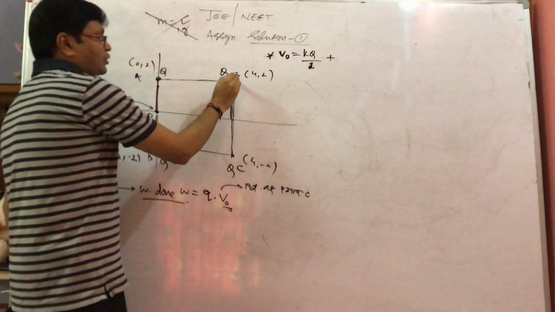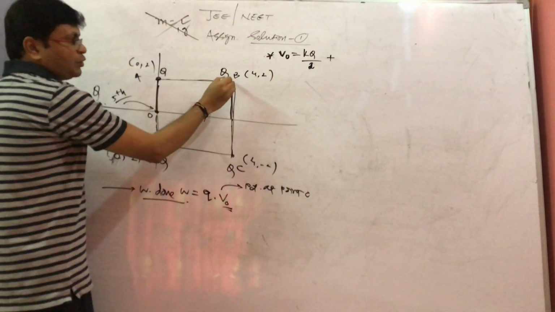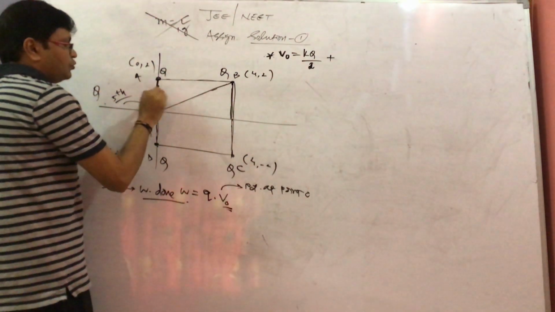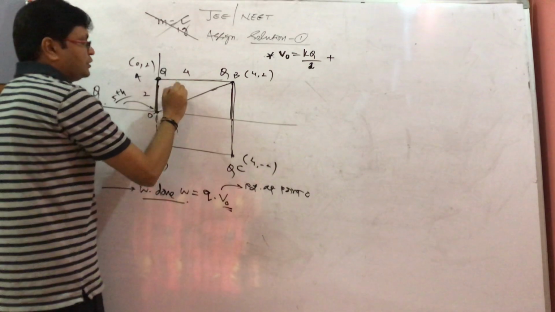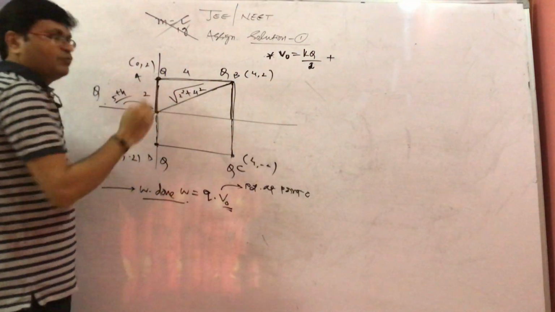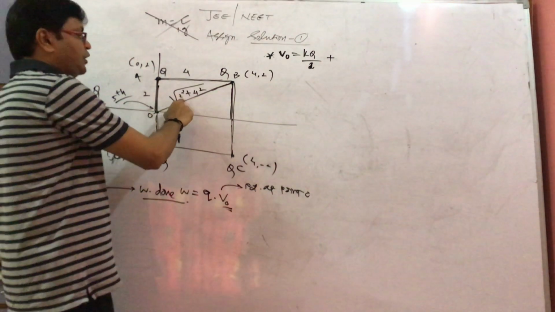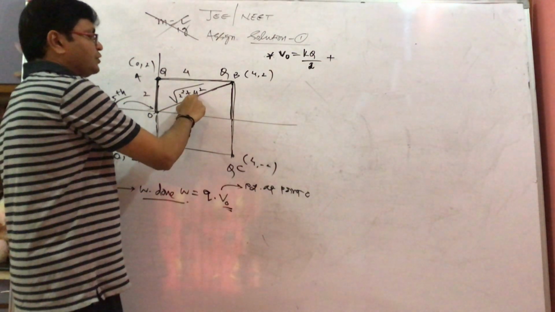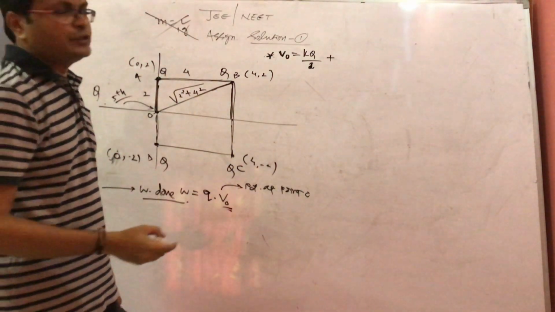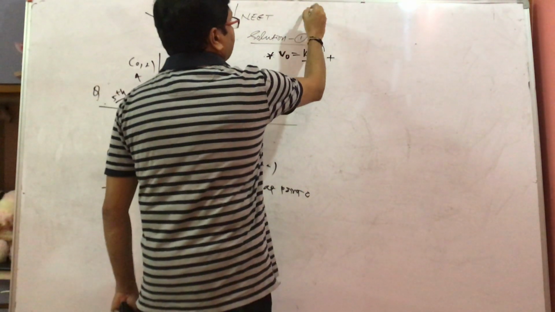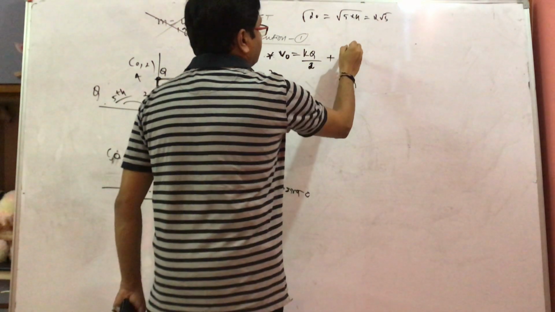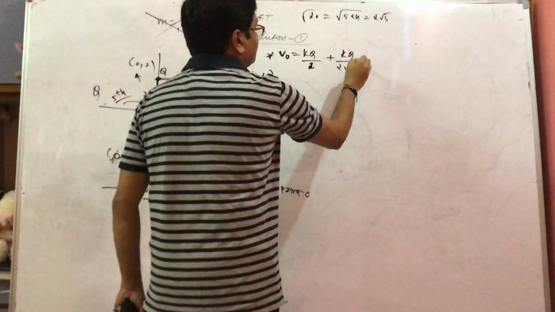Plus the potential at this point O because of the second charge. This distance is 2, this distance is 4. So what is the distance? It is root of 2 square plus 4 square, simply Pythagoras for a right angle triangle. 2 square is 4, 4 square is 16, 16 plus 4 is 20, root 20, that is 2 root 5. So we will write here kq by 2 root 5.